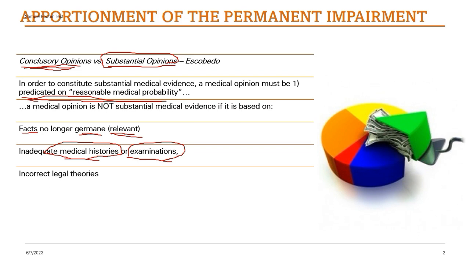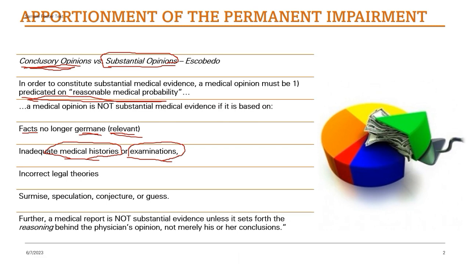An apportionment opinion is not substantial if it's based on incorrect legal theories, if it's based on surmise, speculation, conjecture, or guess. And finally, this is critical, a medical report is not substantial evidence unless it sets forth the reasoning behind the physician's opinion, not merely his or her conclusions.